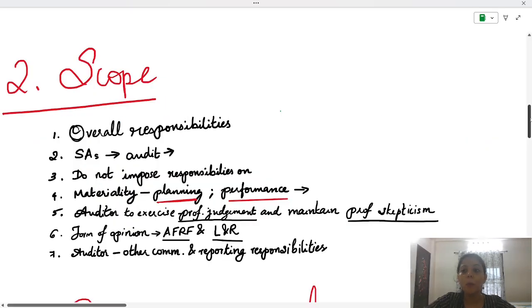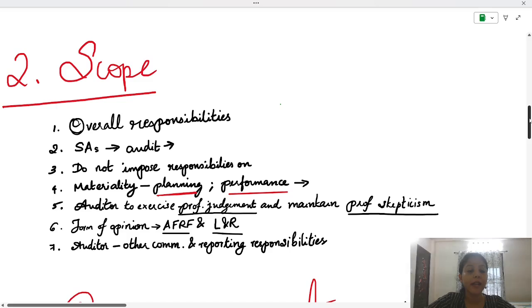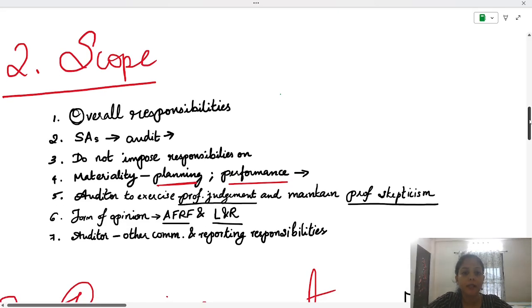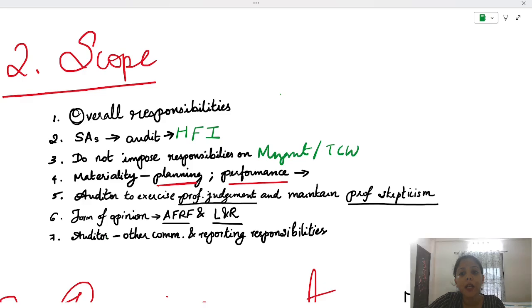Now coming to the scope of the standard. So the standard deals with overall responsibilities, which means the general responsibilities of the auditor. And SAs are applicable for audits, which means that SAs are applicable for historical financial information. And they do not impose responsibilities on management or TCWG. Why? Because who has to achieve the objective of the standard? Auditor, right? Auditor has to achieve the objectives of the standard through various procedures as prescribed in the standard.